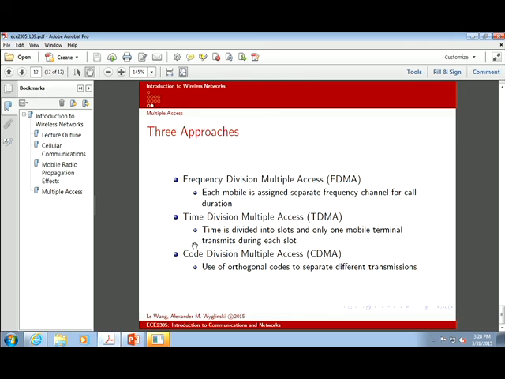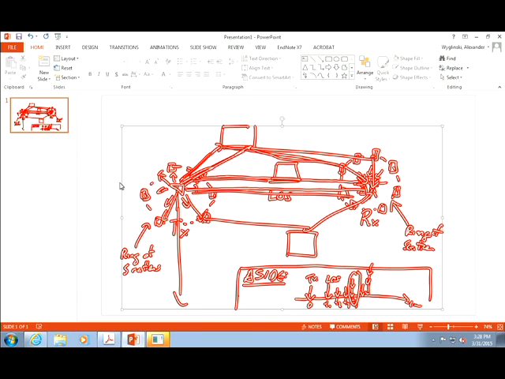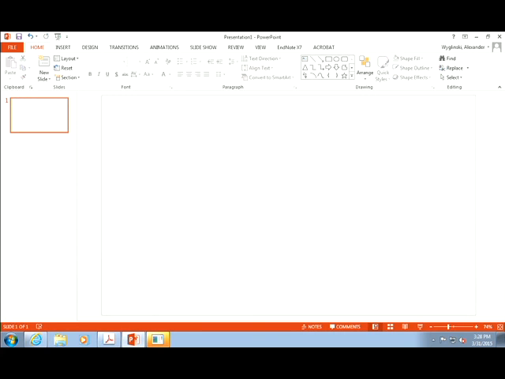So you have probably heard of them. We're going to be talking about CDMA in the last one. There is frequency division multiple access. There's time division multiple access. And there's code division multiple access. And then there are hybrids of all of these. Graphically, they look like this. So let's look at frequency and time.